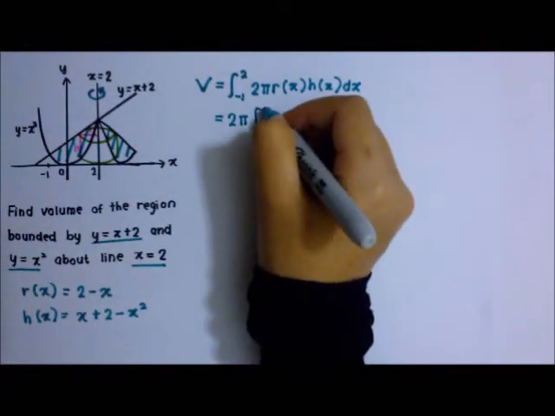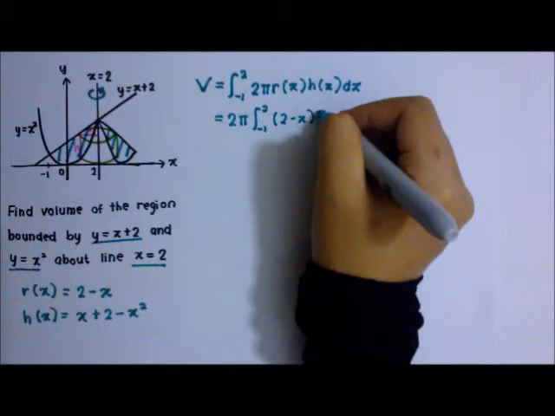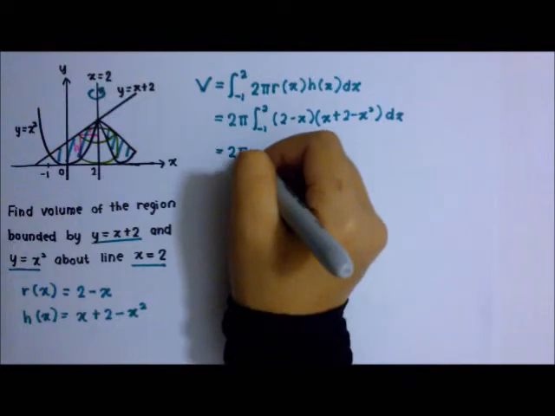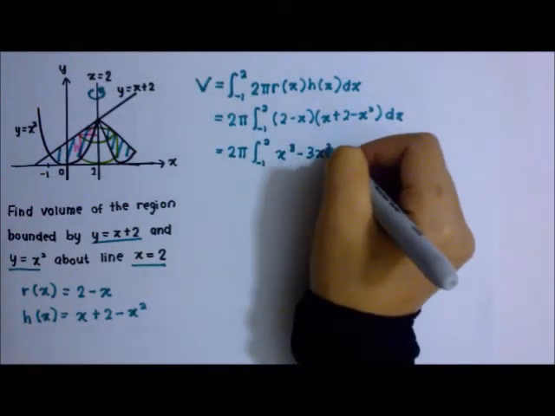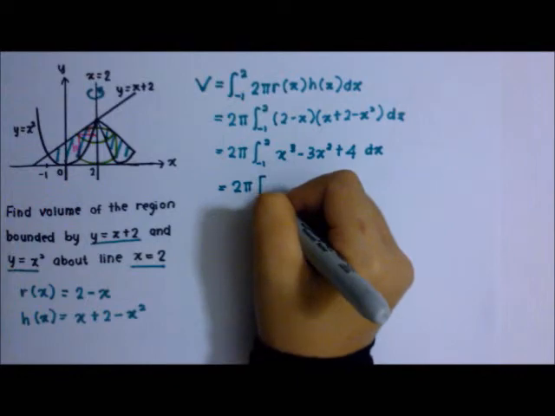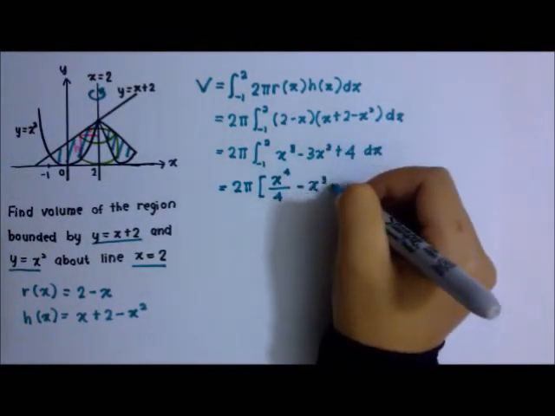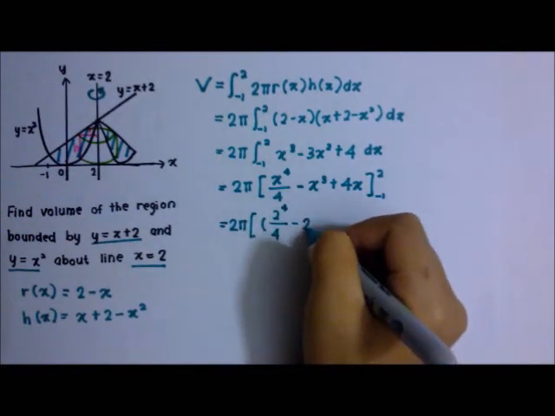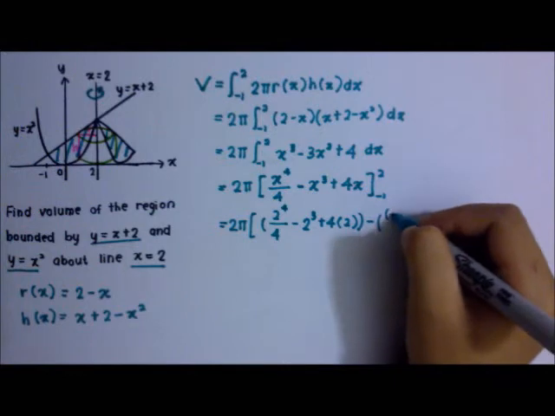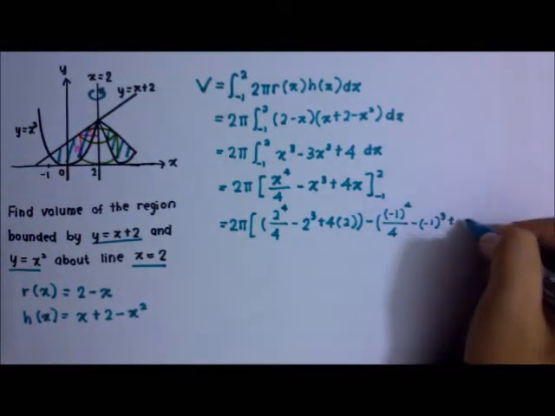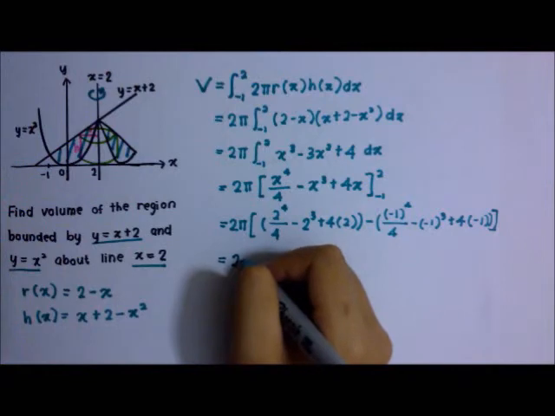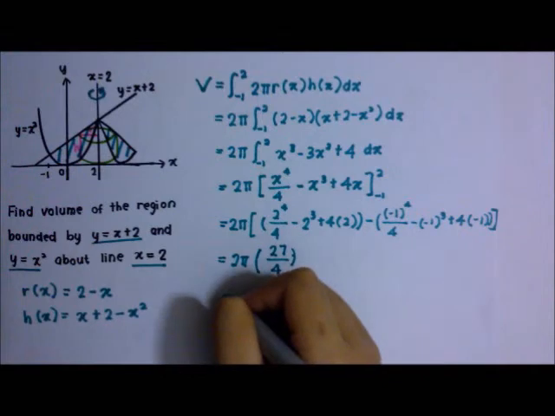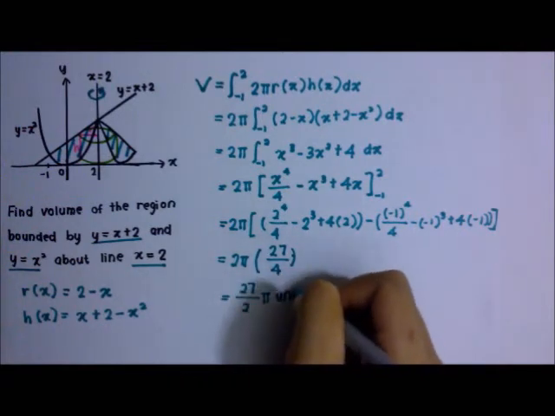Since 2 pi is a constant, we can take it out and integrate from -1 to 2, (2 minus x) times (x plus 2 minus x cubed) dx. And then we can expand it and integrate it as usual. Now in the end, you will find the answer is 27 over 2 pi unit cube.